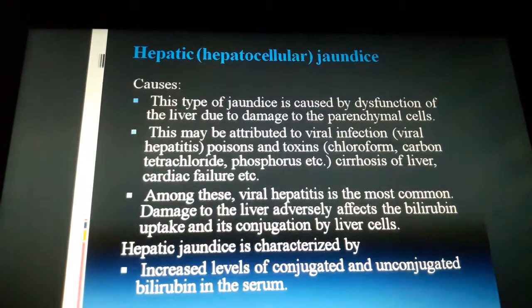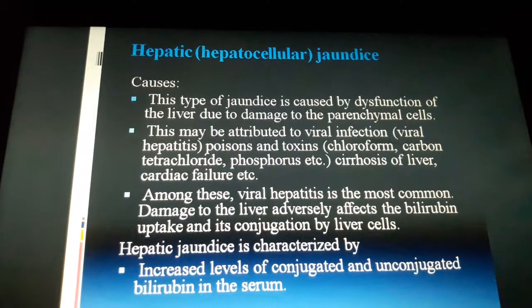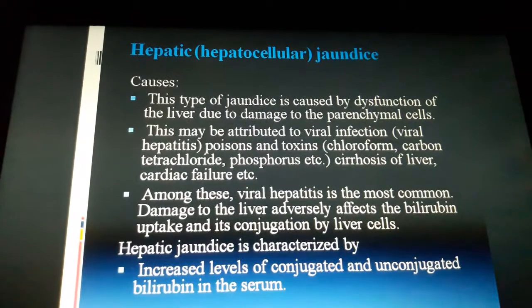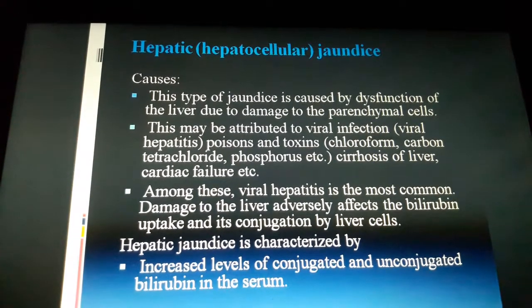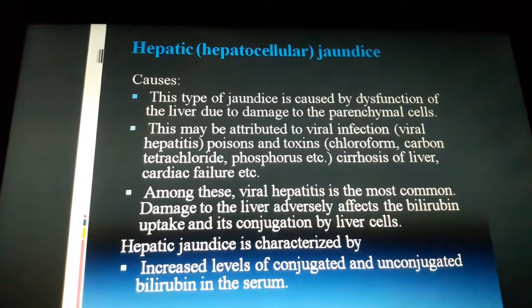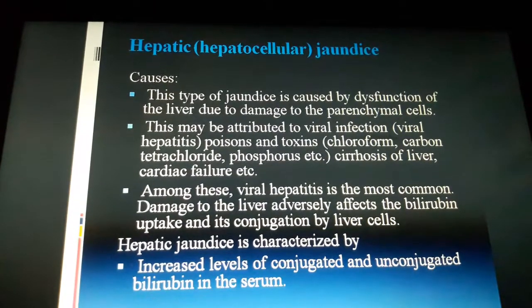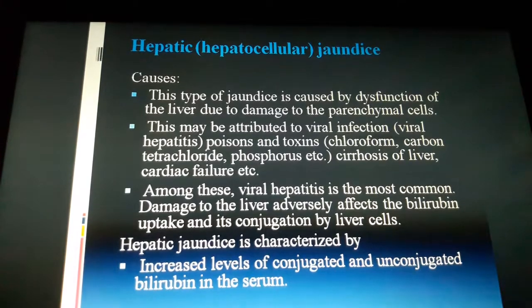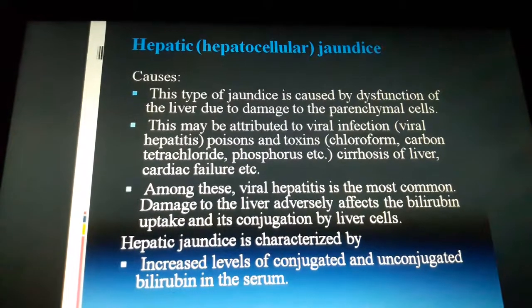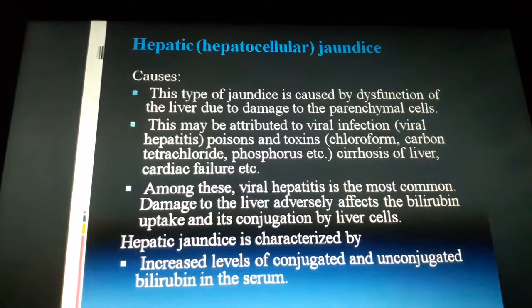This type of jaundice is caused by dysfunction of the liver due to damage to the parenchymal cells. This may be attributed to viral infections, that is viral hepatitis, and poisons and toxins, like chloroform, carbon tetrachloride, phosphorus, etc. Then cirrhosis of liver and cardiac failure, etc. Among these, viral hepatitis is the most common.